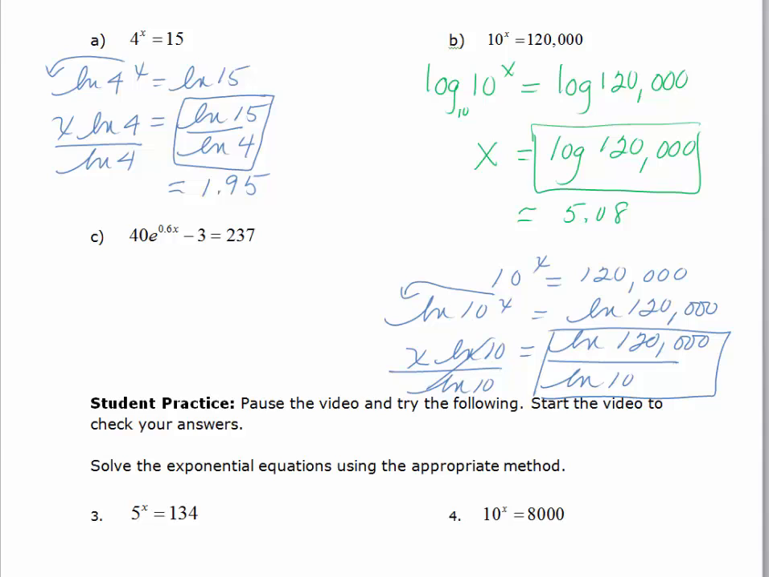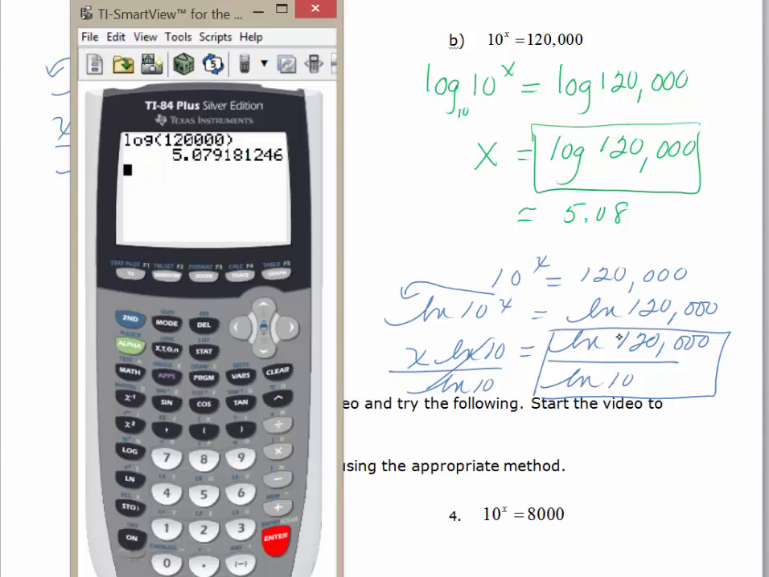And open up my calculator again. It does add an extra step to use a natural log when your base is 10, but I just want to show you that you will get the same answer. I'm going to take the natural log of 120,000, close that, divide that by the natural log of 10, hit enter, and you can see we get the same exact value.